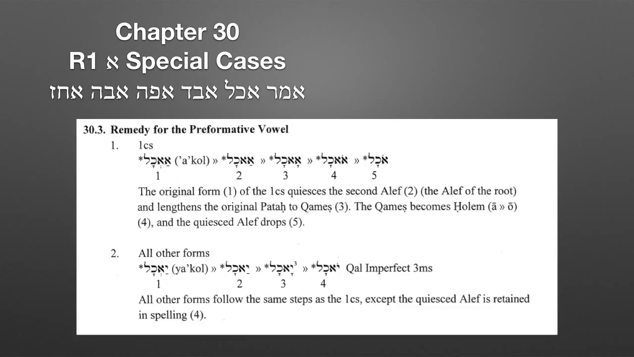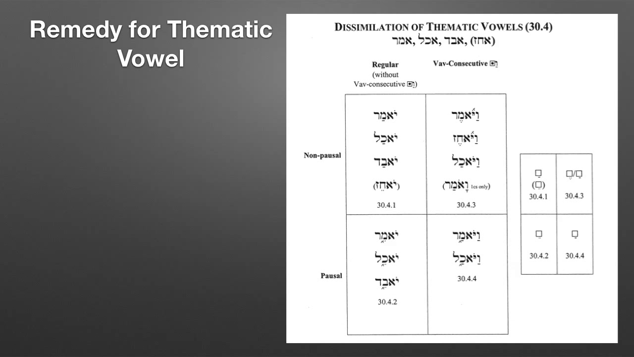If you know that in an R1 Olive special case, the holem in the performative vowel is what we get, then I'm okay with that. So there's the remedy for that performative vowel. Basically, just know a 1CS is a holem with the aleph, and the other forms get a holem in the performative.